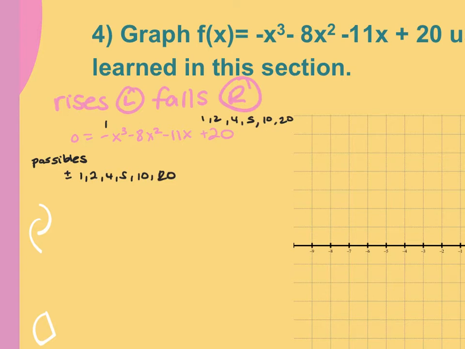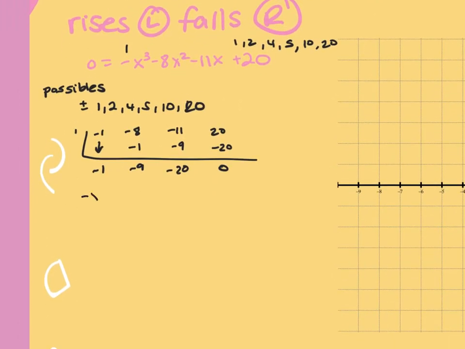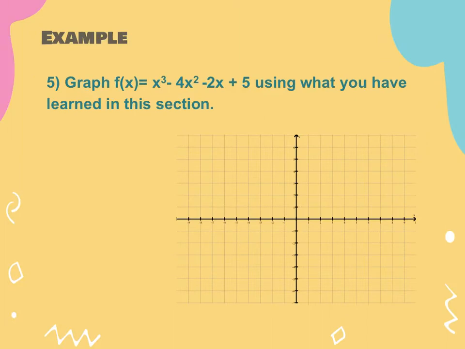I'm going to try the 1: negative 1, negative 8, negative 11, 20. Bring down the negative 1. And that's the first one that works. So I have negative x squared minus 9x minus 20 left. This time there's a negative on the front, right? So because I'm setting this equal to 0, I can divide everything by negative 1 and change all the signs. And then see if there's factors of 20 that sum to positive 9. And there are. We're just going to keep going.